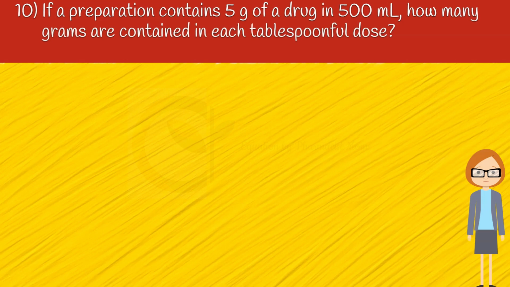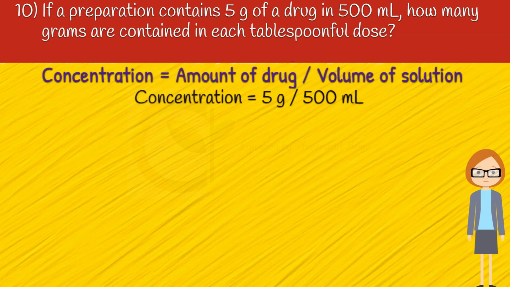Question 10. If a preparation contains 5 grams of a drug in 500 milliliters, how many grams are contained in each tablespoonful dose? To find out, we first need to determine the concentration of the drug in the solution. Given that the solution contains 5 grams of the drug in 500 milliliters, concentration is equal to amount of drug divided by volume of solution. Concentration is equal to 5 grams per 500 milliliters.